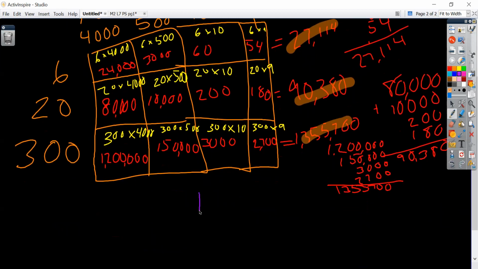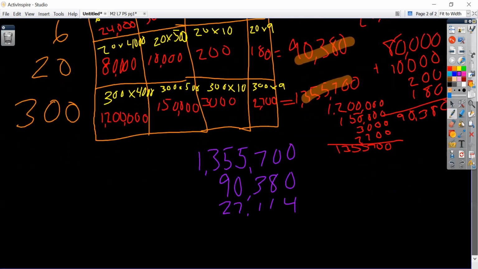Start with the largest number, 1,355,700 plus 90,380. And we're going to add that to 27,114. And scroll down just a little bit more. 4, 9, 10, 11. 5 plus 7 is 12, plus 1 more is 13. 14, 2 more, 16, 17. 1,473,194 is the answer to that.